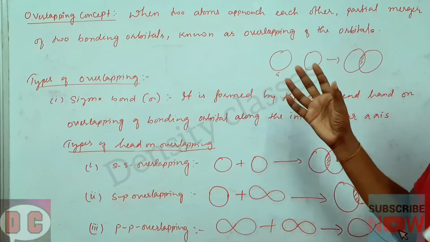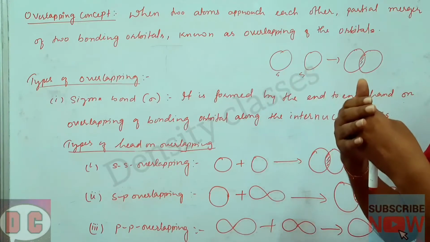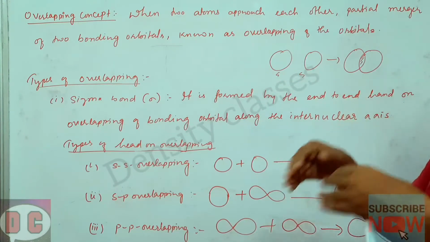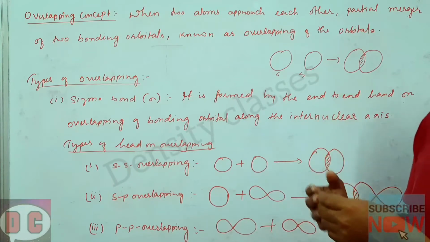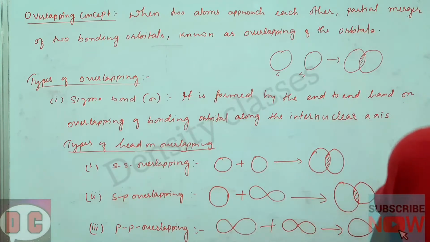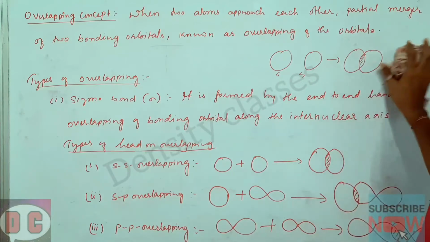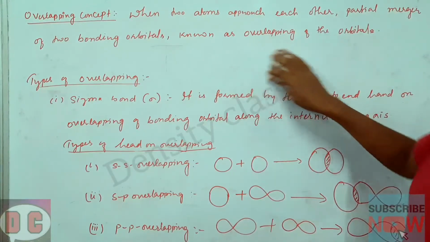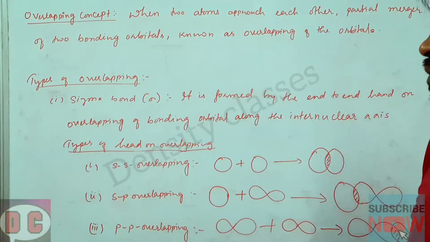So when two atoms approach each other, they merge into each other. And this process of merging, we call it overlapping of the orbitals. Understood? Okay, fine. Let's go to the types of overlapping.